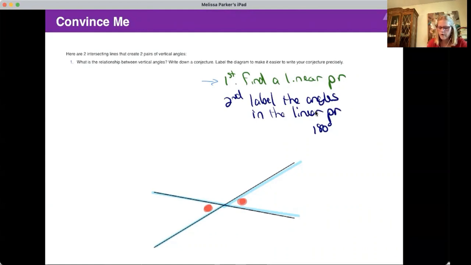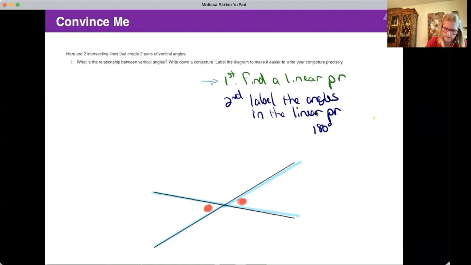So I have 1 pair of vertical angles marked with red dots. And so I would have them label their diagram thus far. And then I would give them a few more hints to lead them on their way. And I would tell them to first find themselves a linear pair.